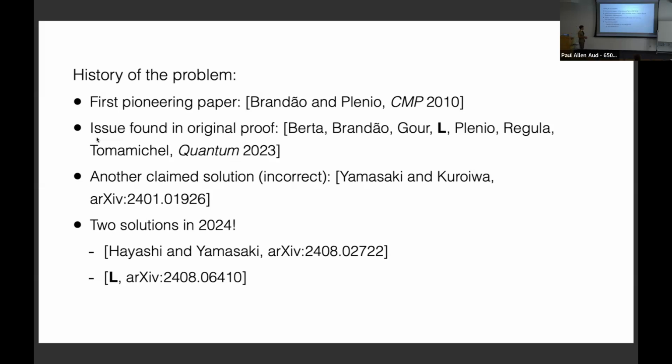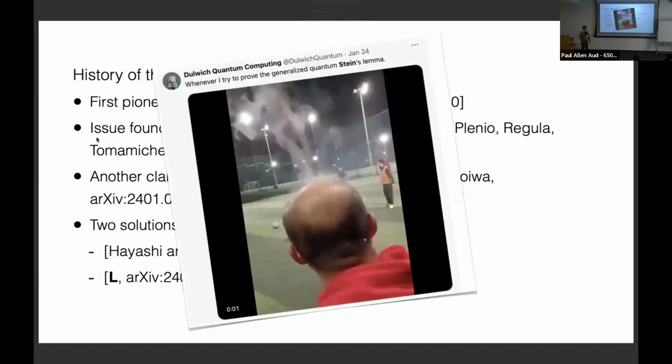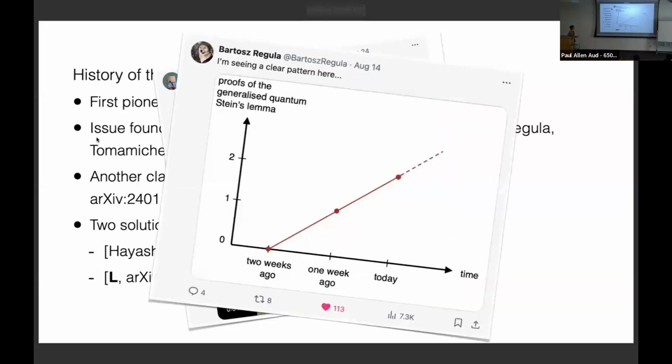Interesting. Okay, so big drama. But now in 2024, we have two independent solutions, by Hayashi and Yamasaki and by myself. I think they are correct. I verified both, but at least one should be correct. This I think I can claim. It has become a big drama with lots of memes. I like the Dulwich quantum ones. Or this one, the linear increase in the number of proofs. That's good, but we haven't had any since August, so it's just too bad.